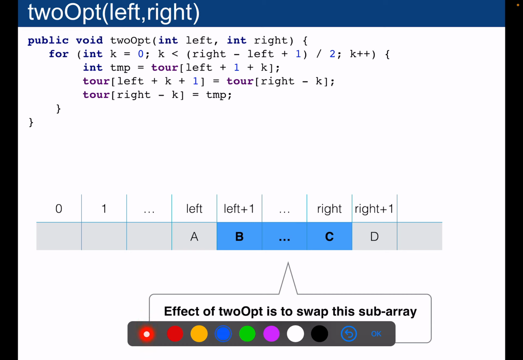And the time complexity to do that is order of n, because in the worst case, the difference of the positions left and right might be n, the total number of cities in your tour.